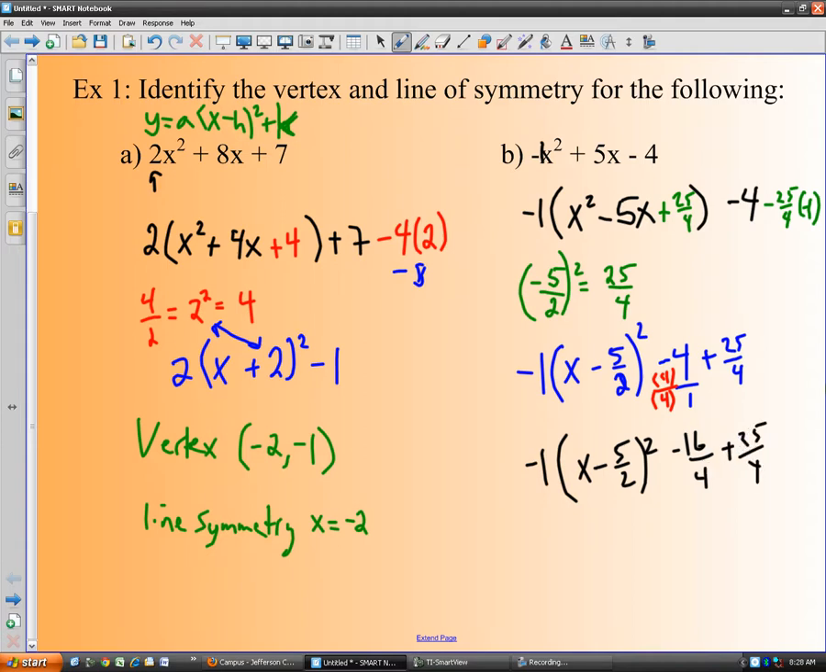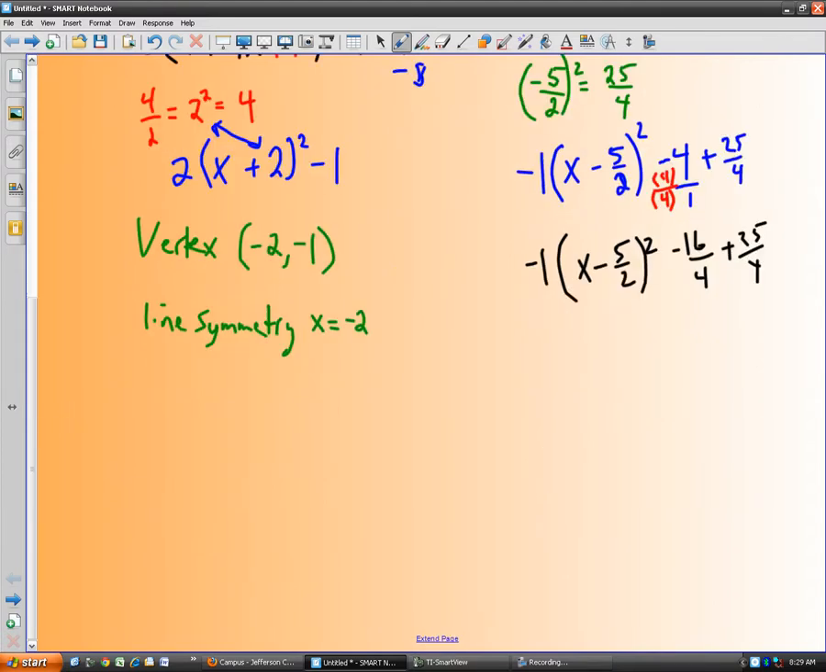Well, it's not even my final answer because it's just getting me into vertex form. I haven't even picked out the vertex yet. So I've got negative 1 times x minus 5 halves squared, and then combining these guys together, I get negative 9 over 4. Actually, positive 9 over 4. Anyway, positive 9 over 4.